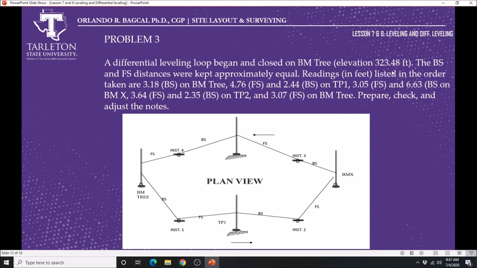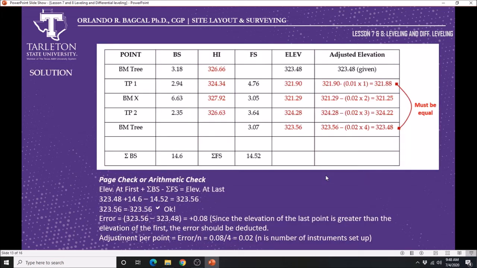So backside, that is the readings on the tree. So we have here 3.18 for this one, and then we have 4.76 for your TP1, and we have a backside of 2.44, and then move around. All right, and then put that into your table again. In this particular case, we are asked to adjust as well, because you will be doing that in your lab exercise. All right, so plug in all the data that you have.